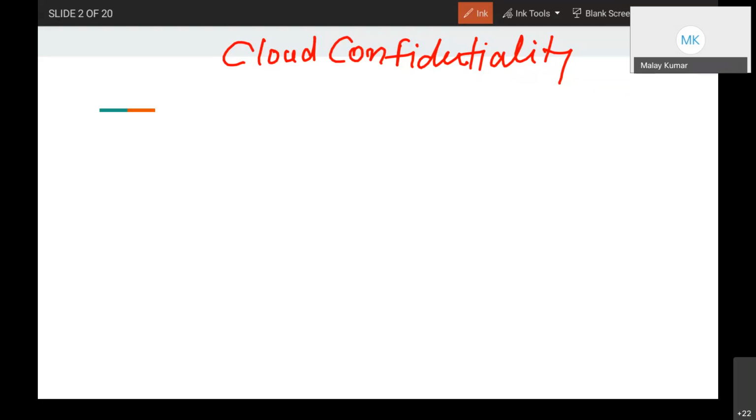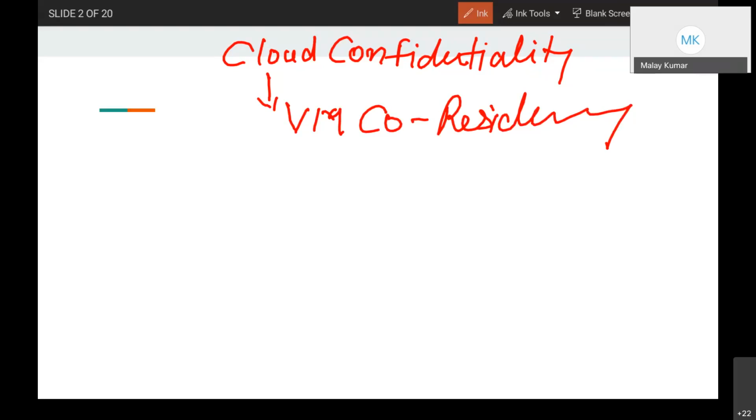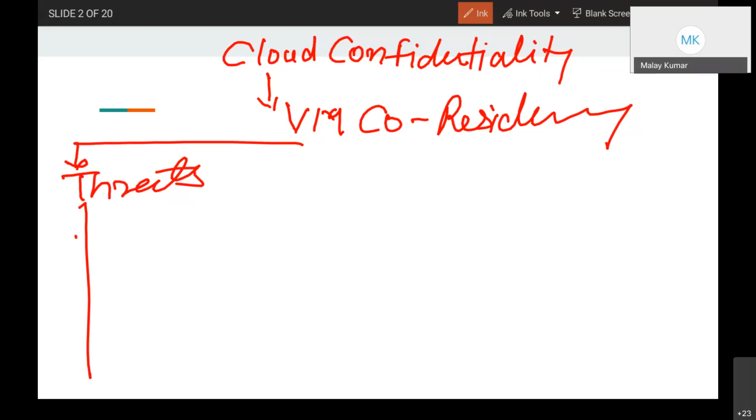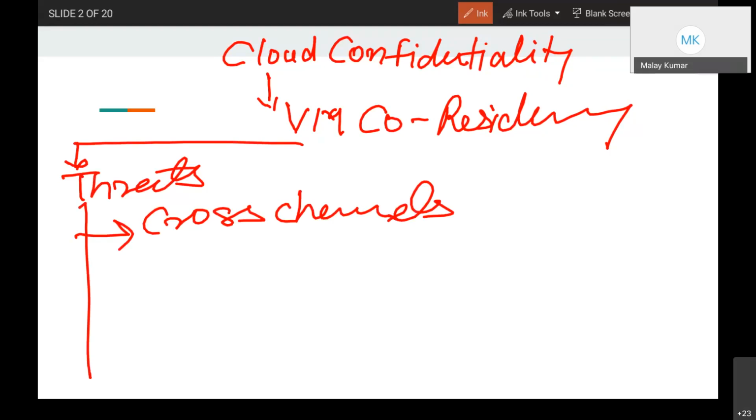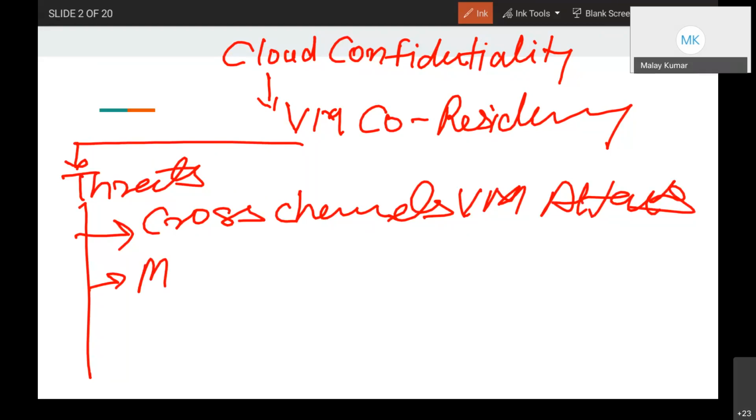So the first vulnerability was VM co-residency, and in that we had seen multiple threats, which include cross-channel VM attack, then malicious system admin.